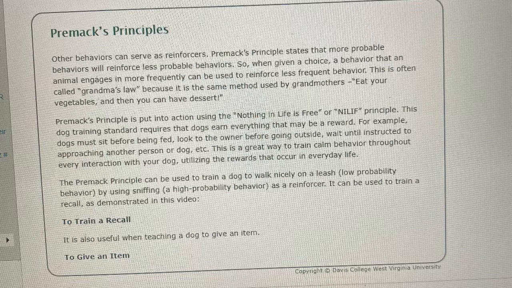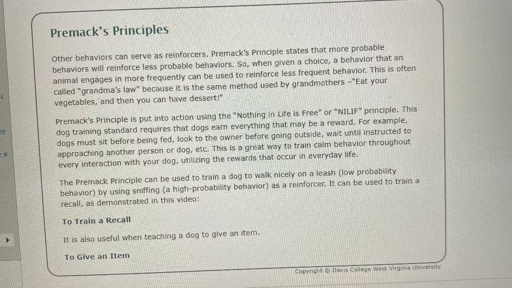Premack's principle is put into action using the Nothing in Life is Free, or NILIF, principle. This dog training standard requires that dogs earn everything that may be a reward. For example, dogs must sit before being fed, look to the owner before going outside, wait until instructed before approaching another person or dog, etc.